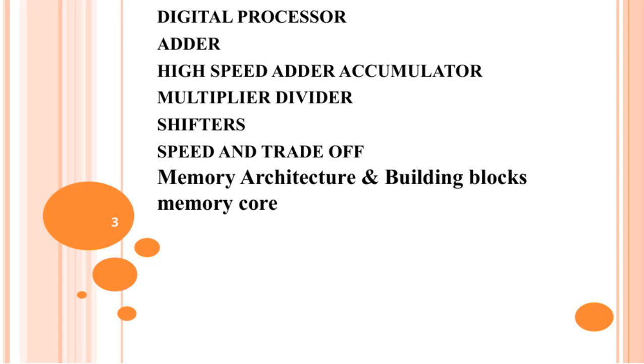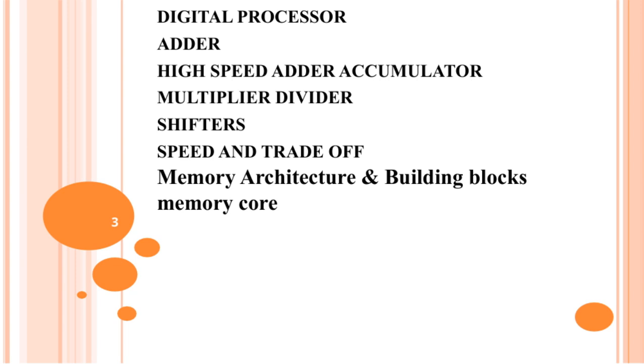Here, we're looking at some fundamental components of digital processing. First, the digital processor itself serves as the brain that handles computations and controls operations. Within this, the adder is a critical unit responsible for performing addition, which is a basic yet essential operation in many processing tasks. Moving on, we have more advanced elements like high-speed adders, accumulators, multipliers, and dividers. These components work together to perform complex arithmetic operations quickly and efficiently, which is vital in high-performance computing.